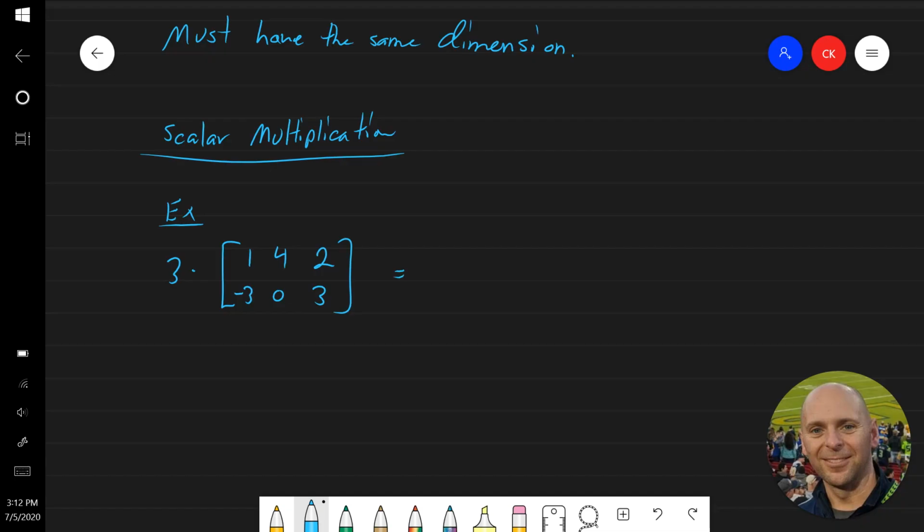In this case, we want to triple the matrix, which is the same thing as adding it to itself 3 times. And that just means we're going to multiply each element in the matrix by 3. So we can triple this matrix and get 3, 12, 6, minus 9, 0, and 9. And that's how you multiply a scalar times a matrix. So practice that really quickly below. Should be pretty simple. And then we'll move on to the next.